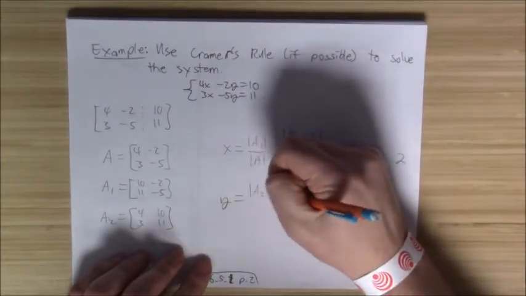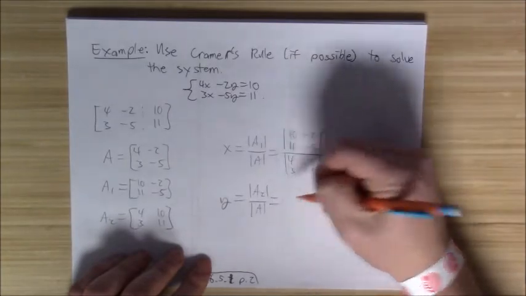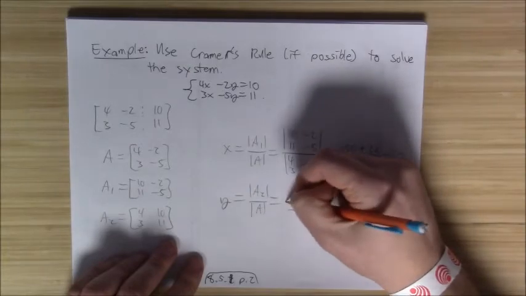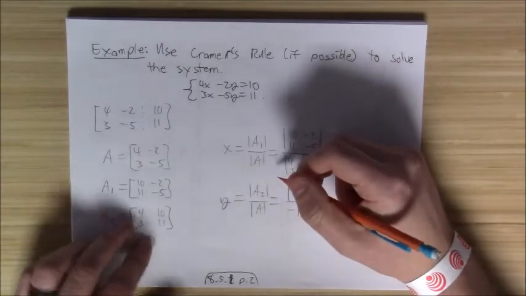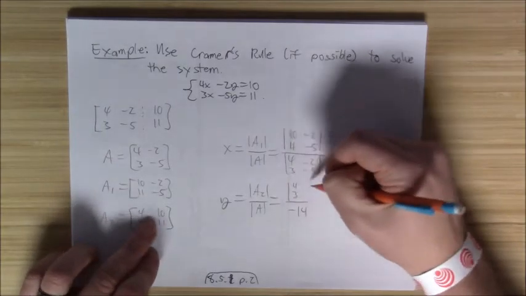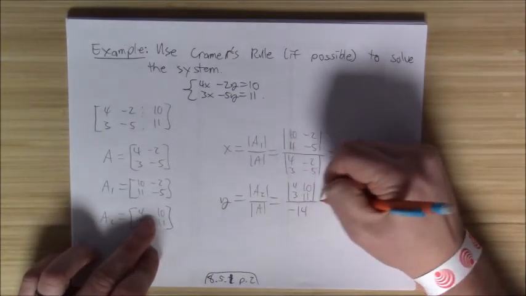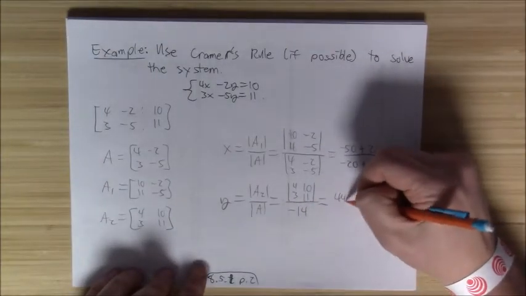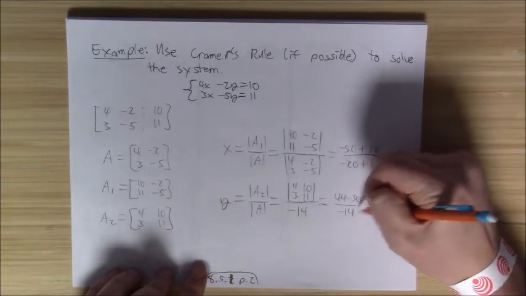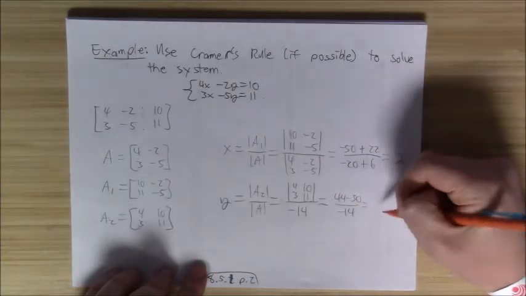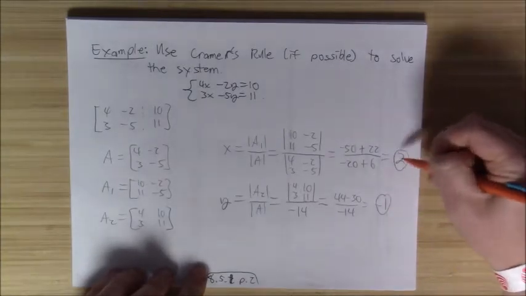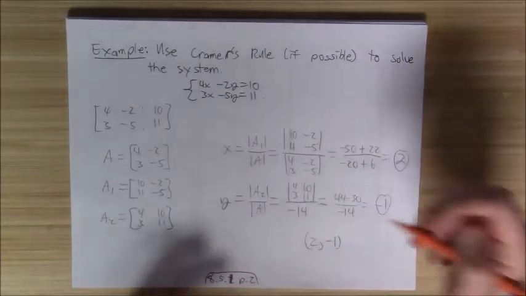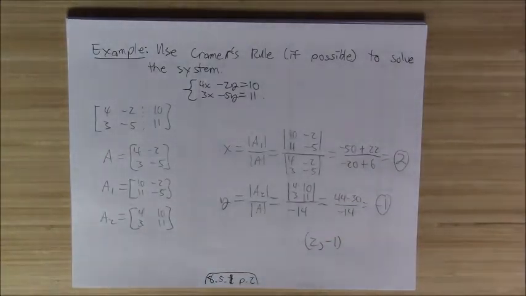Similarly, y is the determinant of A2 over the determinant of A. We already calculated the determinant of A, that's the nice thing. We calculated it to be negative 14. The determinant of A2 is 4, 3, 10, 11. And so we have 44 minus 30 over negative 14. That is 14 over negative 14, so we'll get negative 1. And thus we have our solution, which is 2, negative 1. If you want, you could always go ahead and check this as well.